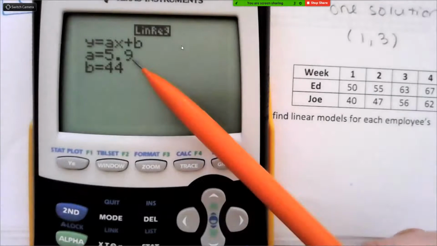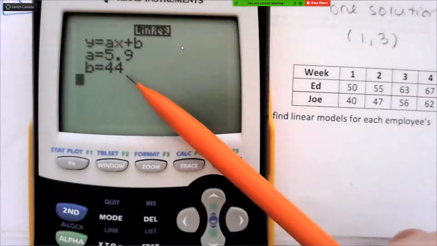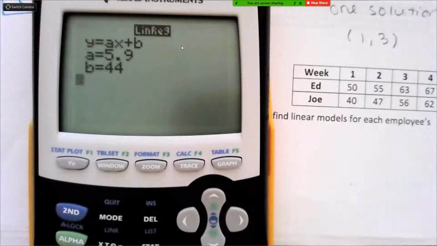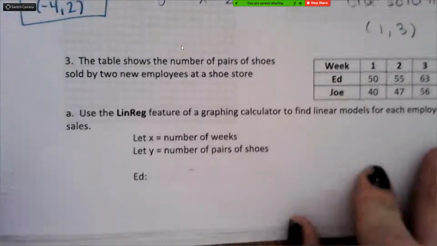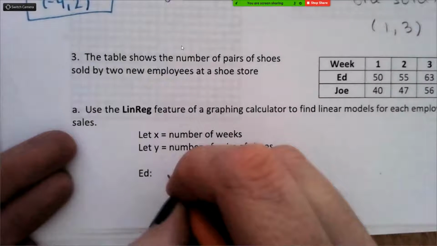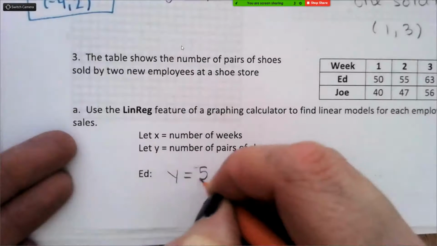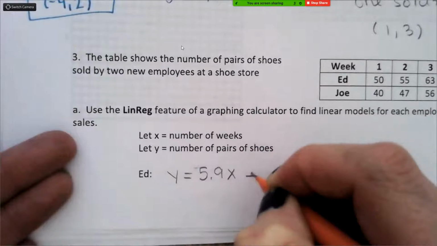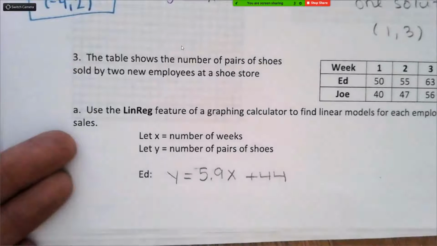The A represents our slope. The B represents our y-intercept. So that means for Ed's equation, it's y equals 5.9x plus 44.